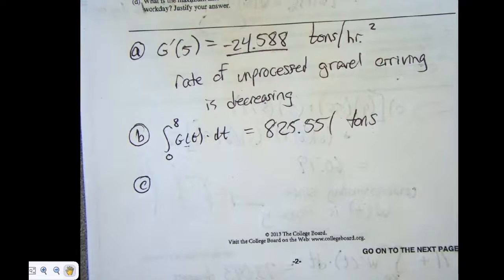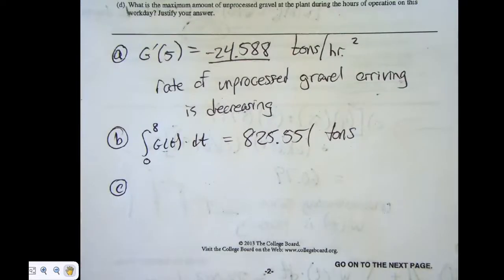Part C and D are tougher, so let's clear up A and B. Are we good on A and B? I have a question. It is the amount that arrived, but there's still 100 coming out every hour, so technically isn't that like 25 is what was added? Overall, that's not what they asked. Okay. Part C is: is the amount of unprocessed gravel increasing or decreasing at time T equals 5?